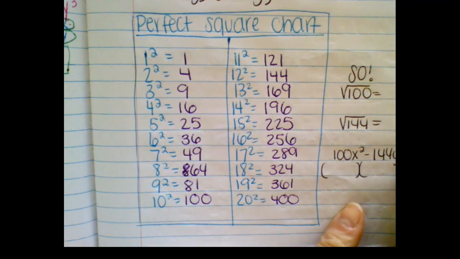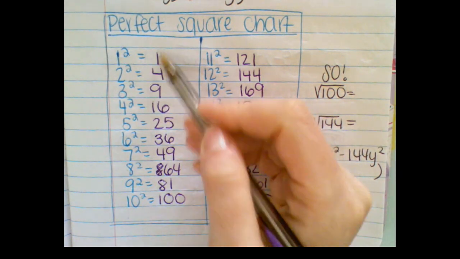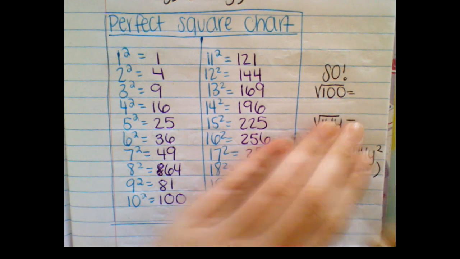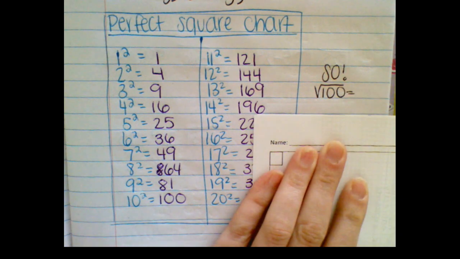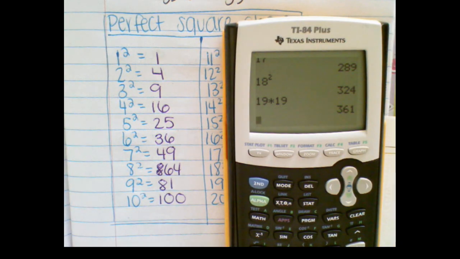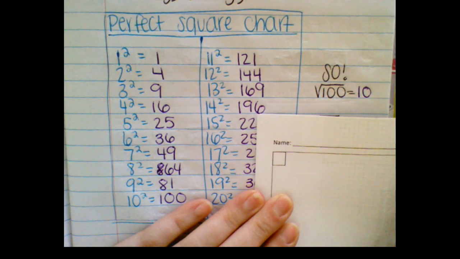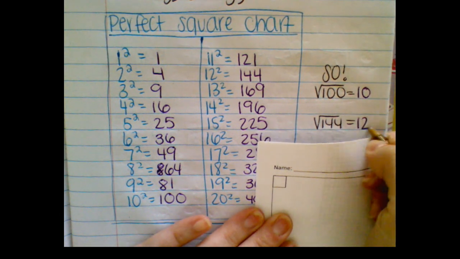All right, so this is going from squares and actually getting the perfect squares. The reverse of squaring something is taking the square root, using your radical sign. So if I ask you, what's the square root of 100? If you use your calculator and type in the square root of 100, it's going to say 10, because if I look at my table, 10 squared is 100. So the square root of 100 is 10. The square root of 144 is 12.